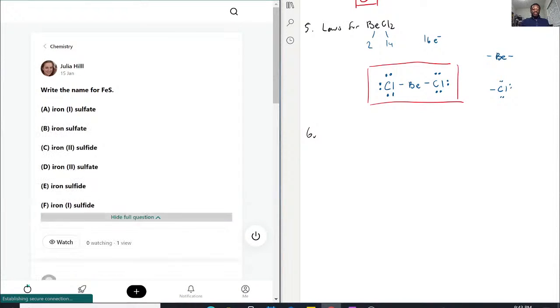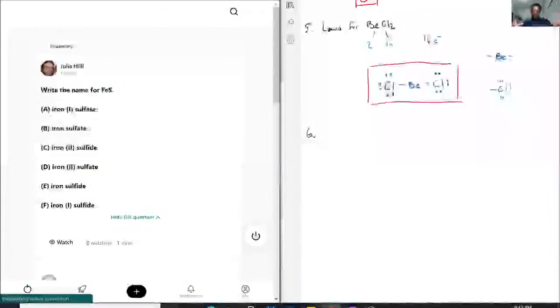We have this interesting conceptual question here for 6. Write the name for iron sulfide. Well, almost gave the answer away there. So write the name for FeS. So for this, we have to understand what the iron and the sulfur are, okay?